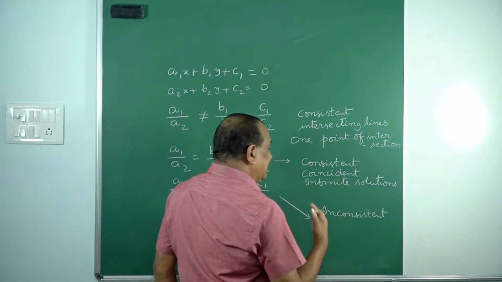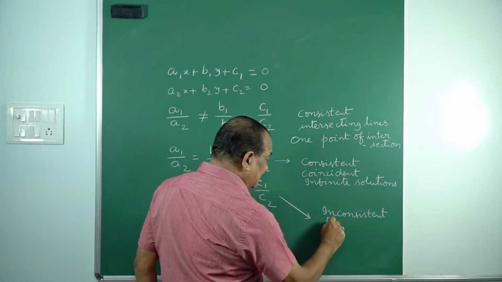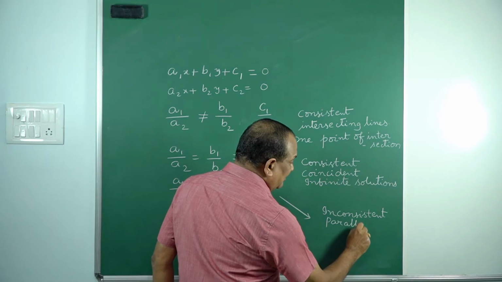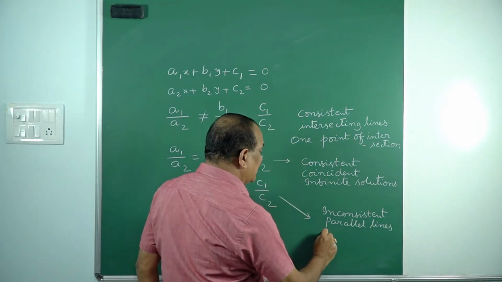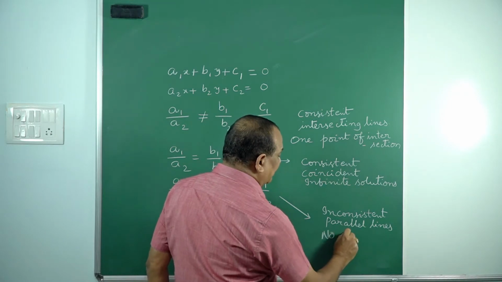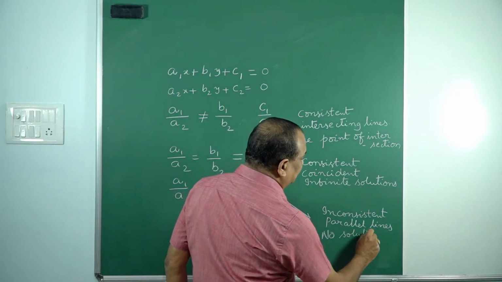Then what kind of lines do you get? You get parallel lines. And you don't have a solution there, of course. Therefore, parallel lines, there is no point in common. So, no solution.